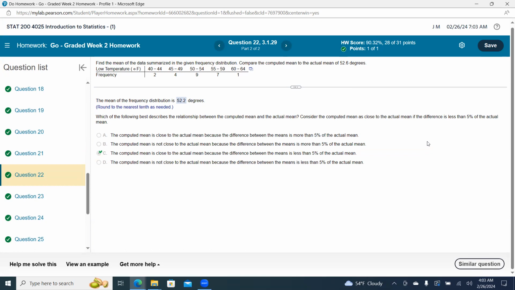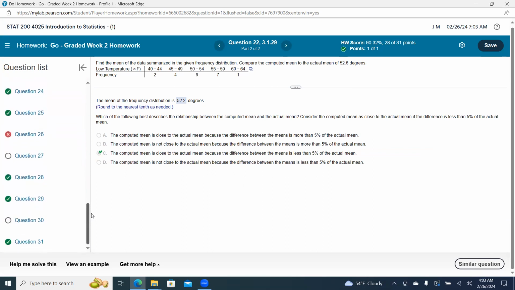Okay, so this is kind of the same thing. This is like a frequency distribution. Boy, this requires like an entire new lecture here. Okay, so where are we leaving off at? We're leaving off at number 22.